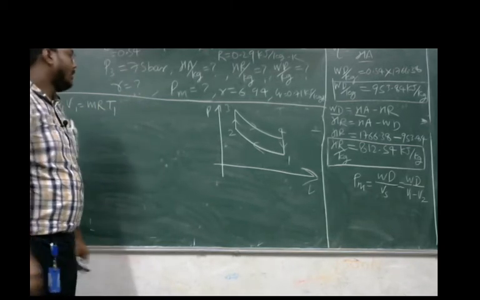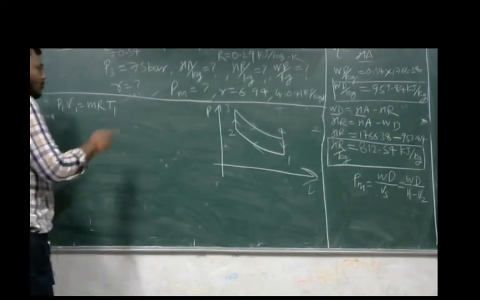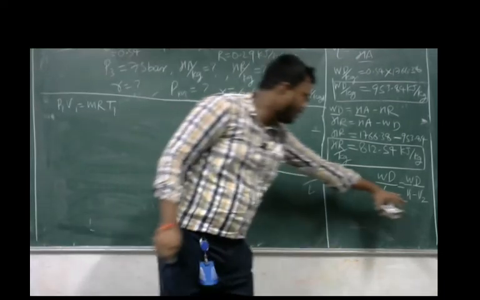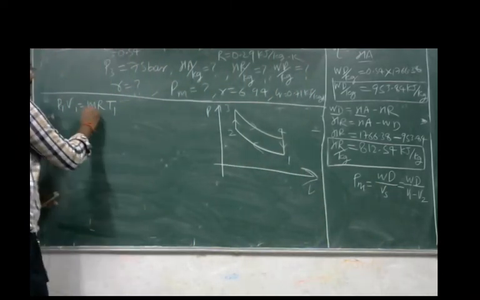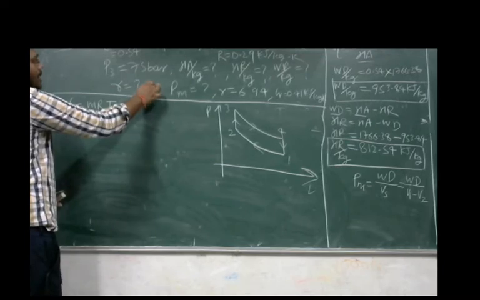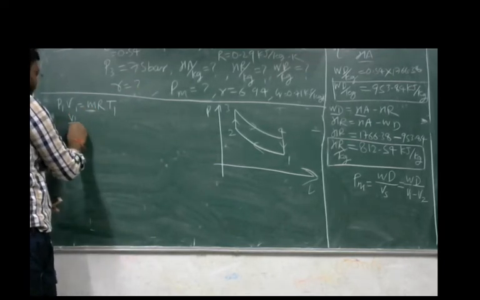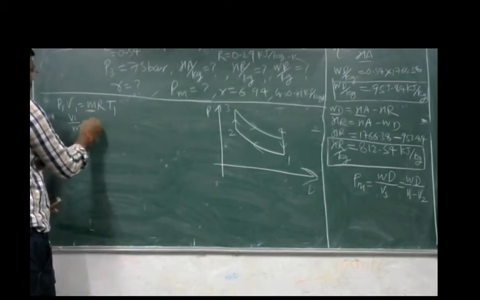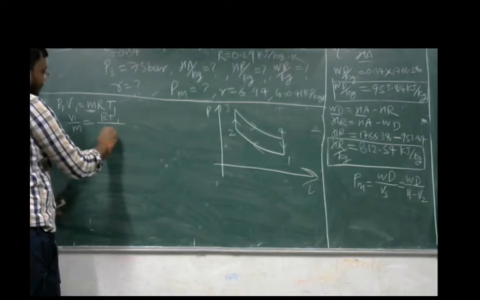Now here we have to calculate the volume V1. But in this equation, the value of mass is not given in the question. So we have to calculate the value of V1 by m. So V1 by m will be equal to R T1 by P1.